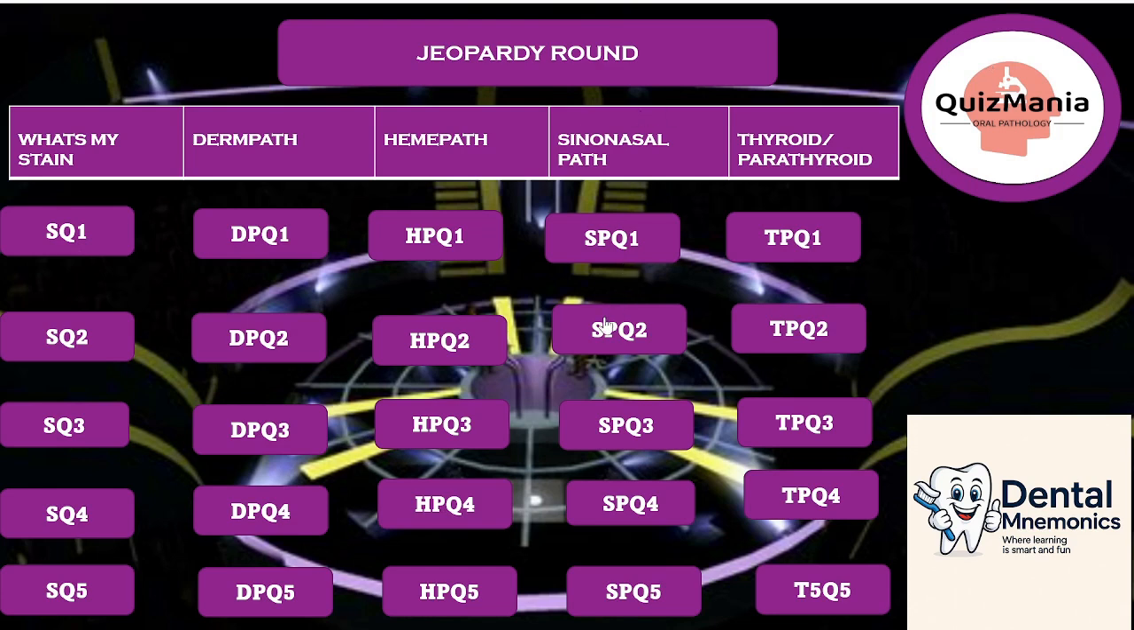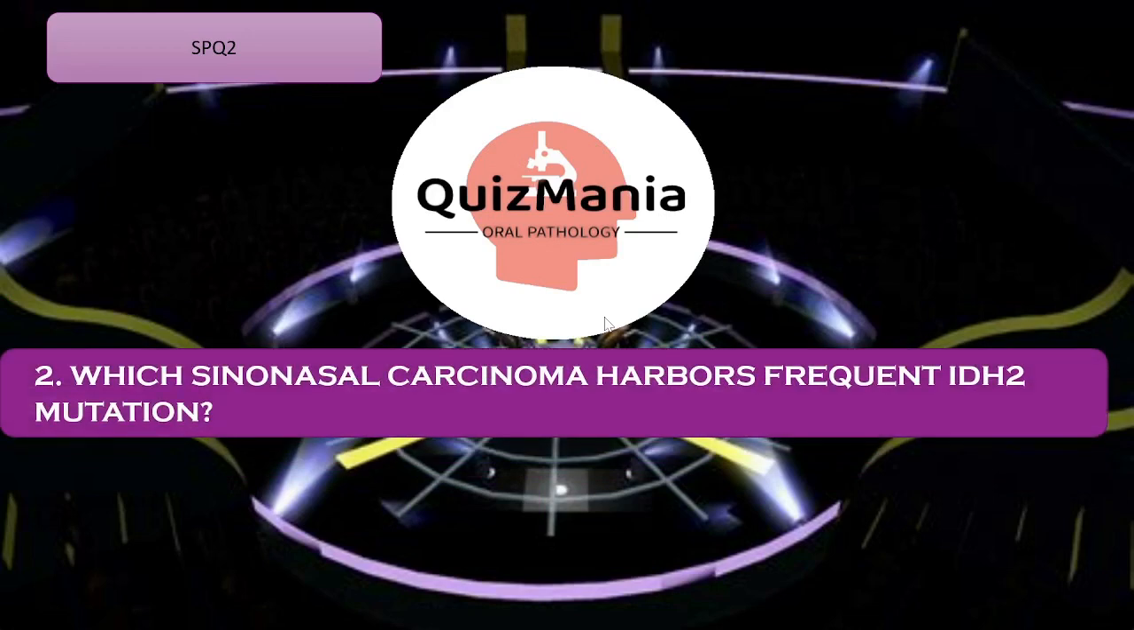So let's go to question number 2 related to sinonasal path. The question is, which sinonasal carcinoma harbors frequent IDH2 mutation? Question once again, which sinonasal carcinoma harbors frequent IDH2 mutation? And for your information, IDH mutation is common in some kind of sarcoma. If you know the subtype of sarcoma, then earn yourself 2 points.